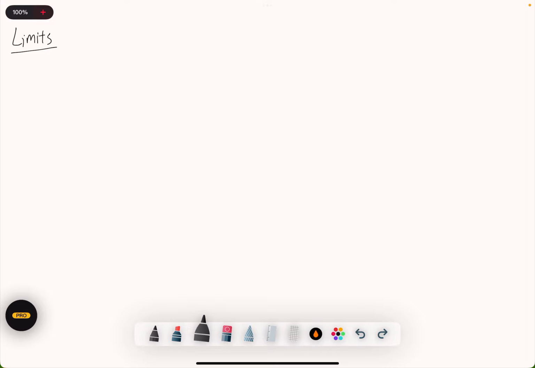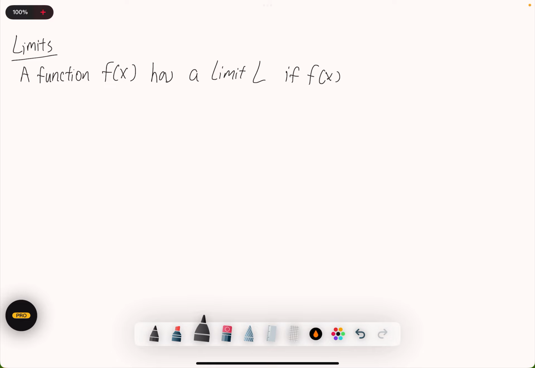So given a function f of x, it has a limit L if f of x gets closer to L. So it gets closer and closer to L as x approaches A.